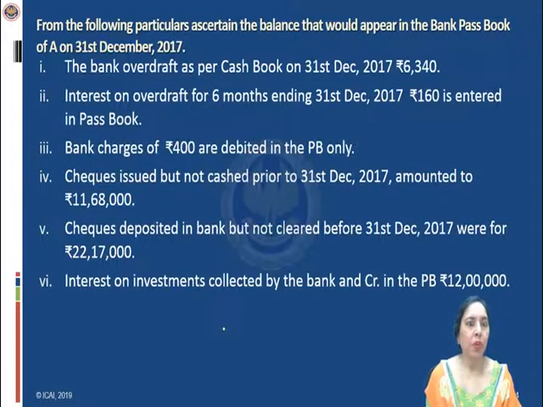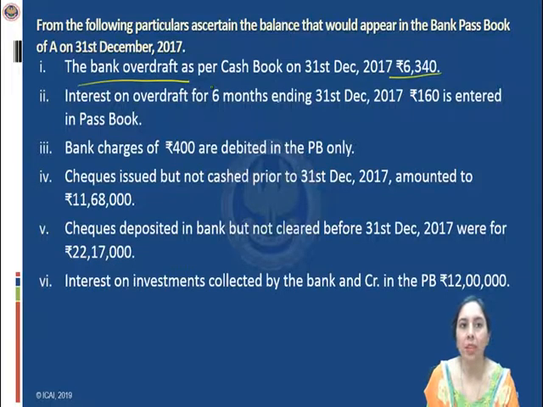Where we have been given certain balances and transactions which are causing differences, and we have to prepare the bank reconciliation statement. So here goes the question. From the following particulars, ascertain the balance that would appear in the bank passbook of Mr. A as on 31 December 2017. First transaction, bank overdraft as per cash book on 31 December 2017 is 6,340. Now here you can notice that this is an overdraft balance. This is not the normal balance but a reverse balance. Money has been overdrawn to the extent of 6,340 from the bank.